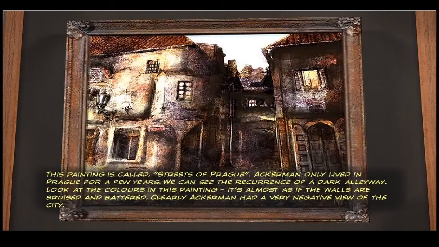This painting is called Streets of Prague. Ackerman only lived in Prague for a few years. We can see the recurrence of a dark alleyway. Look at the colors in this painting. It's almost as if the walls are bruised and battered. Clearly, Ackerman had a very negative view of the city.